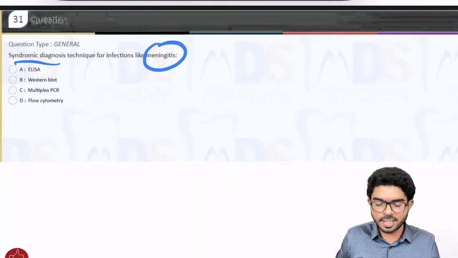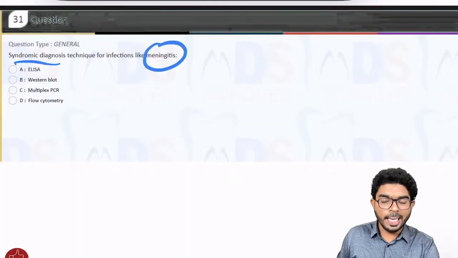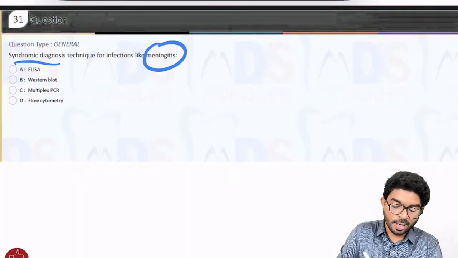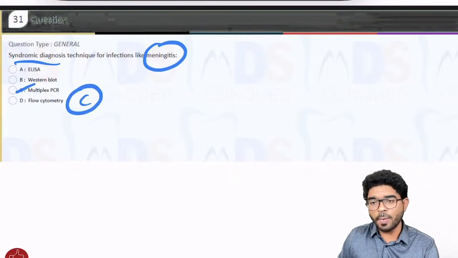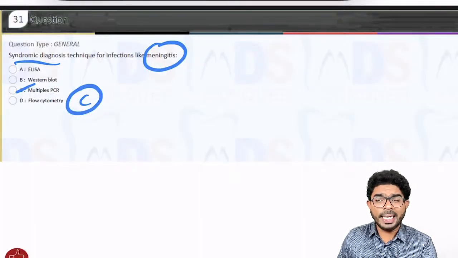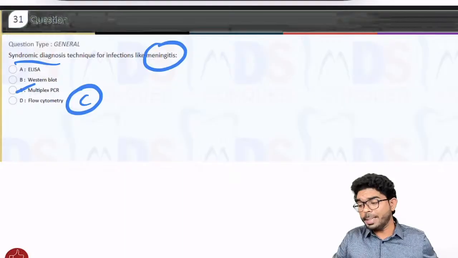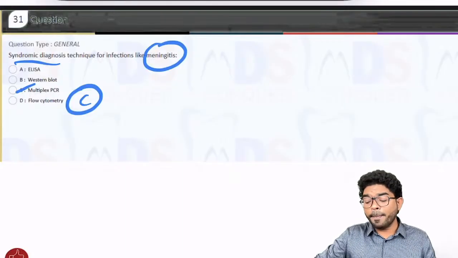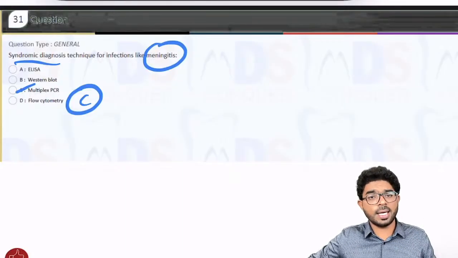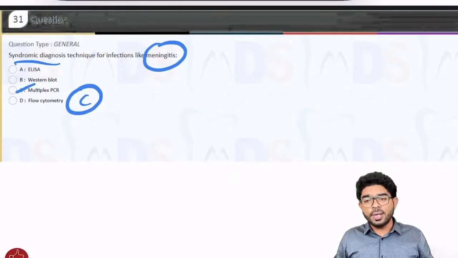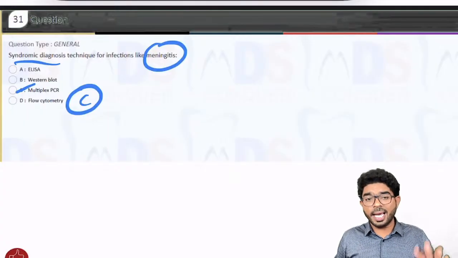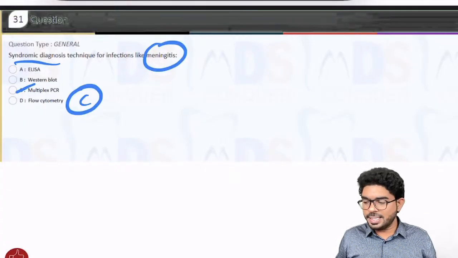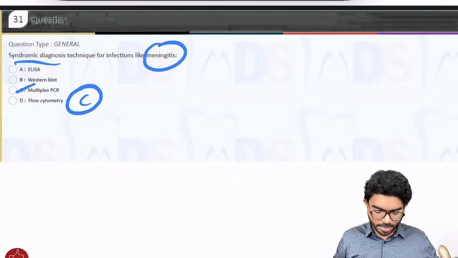And this syndromic diagnosis technique is called multiplex PCR technique. It is called multiplex PCR because normal PCR is going to have only one type of template, whereas when I'm talking about multiplex PCR, it is going to have multiple templates, which helps in identifying multiple organisms. So that is called a syndromic diagnosis technique, useful for infections like meningitis, which are caused by multiple organisms, and can be diagnosed with the help of multiplex PCR. I hope this is clear.